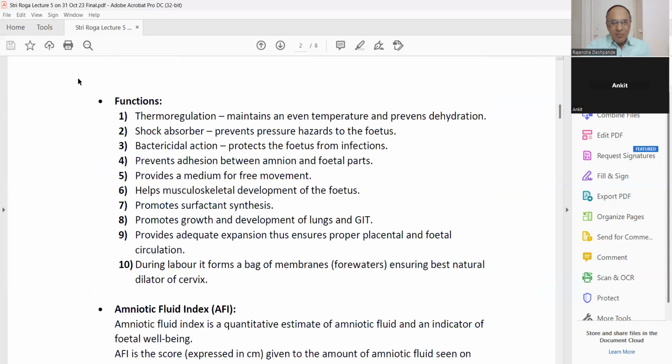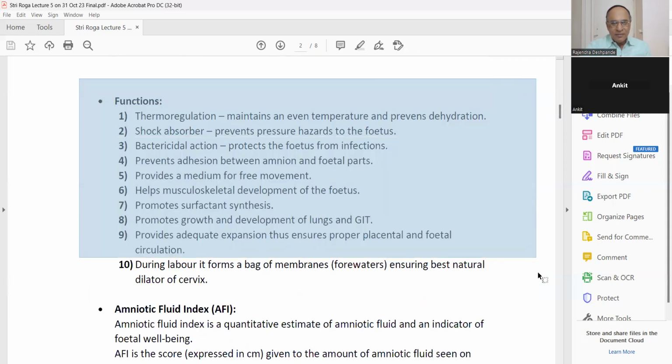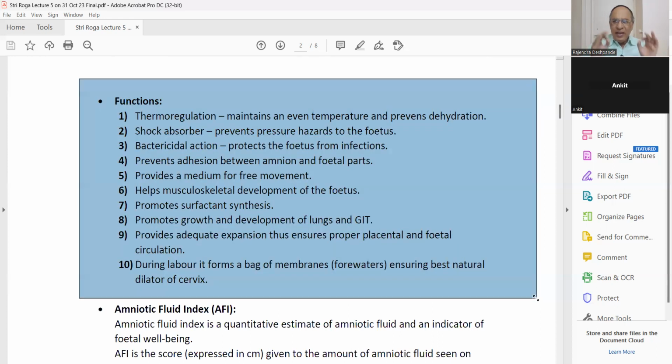Then this is the most important, very IMP. Functions of amniotic fluid asked many times in the examination of paper 1. So you have to memorize it, you have to remember it. There are only 10. You will get the SAQ, 5 marks, 7 marks, you will get full marks.